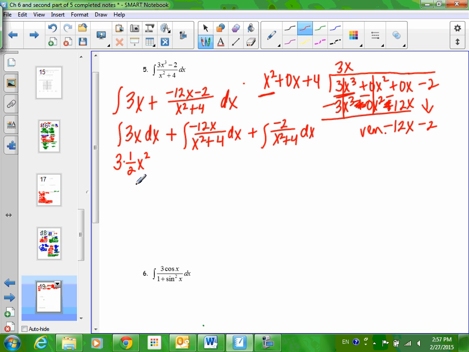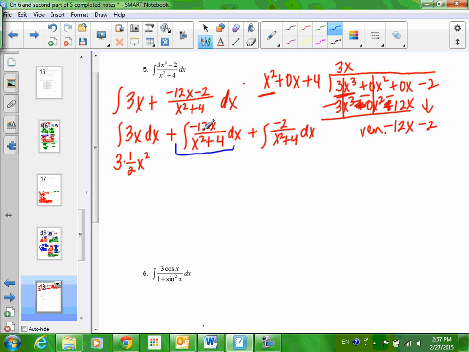3 times 1/2 x squared, right? You add 1 to the power of x, you put the reciprocal in front. That's how you integrate 3x. Okay, for the other ones, I'm going to color code this a little bit. We'll do the second one in blue.